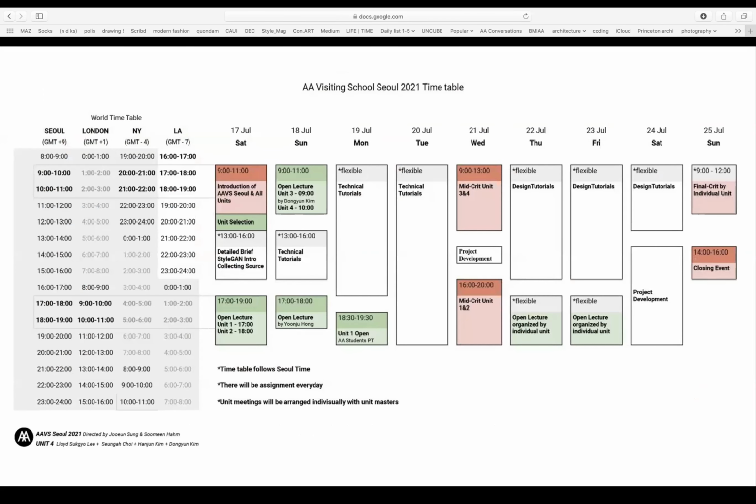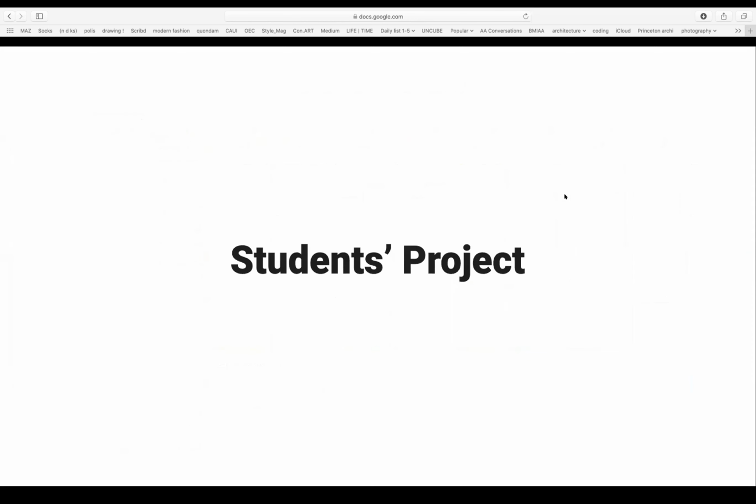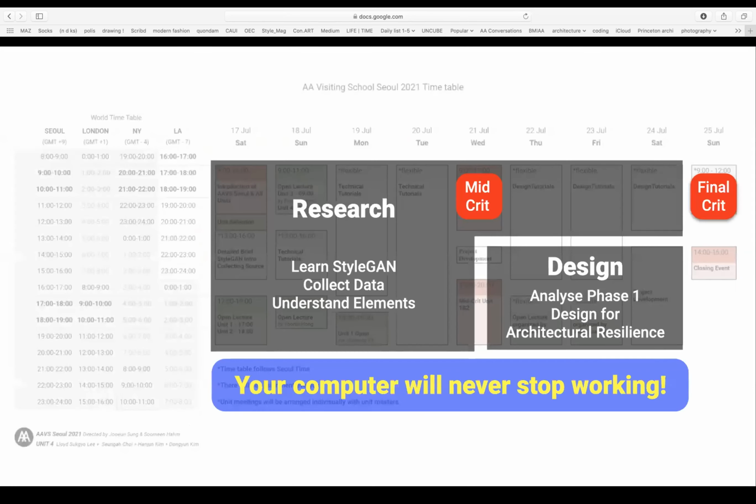So this is the schedule. Actually, the schedule of our unit was mainly divided into two phases. In the first phase, we mainly focused on the research, learning some of the general concepts of GANs, like how StyleGAN worked, how to collect images and create our own data set. And after mid-grade, the actual design phase started. Based on what we had learned from the previous research, students developed their own ideas.